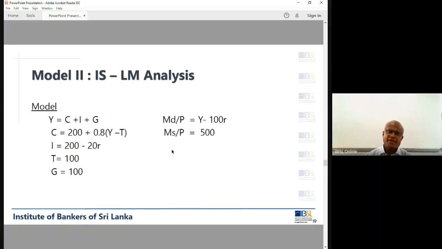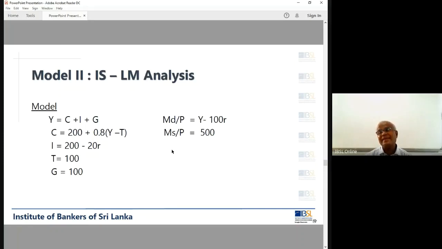I'm not going to explain each component separately. Now here the investment function we discussed, 200 minus 20R. That's a negative relationship between investment and interest rate. Then the consumption function, 200 plus, in the last example I took 0.8Y only. Consumption function 200 plus 0.8Y. Now this time we have Y minus T.